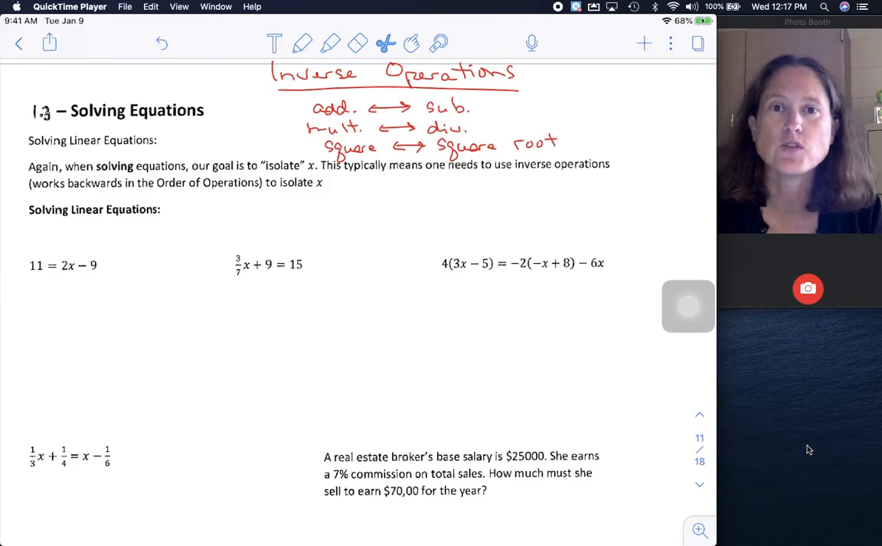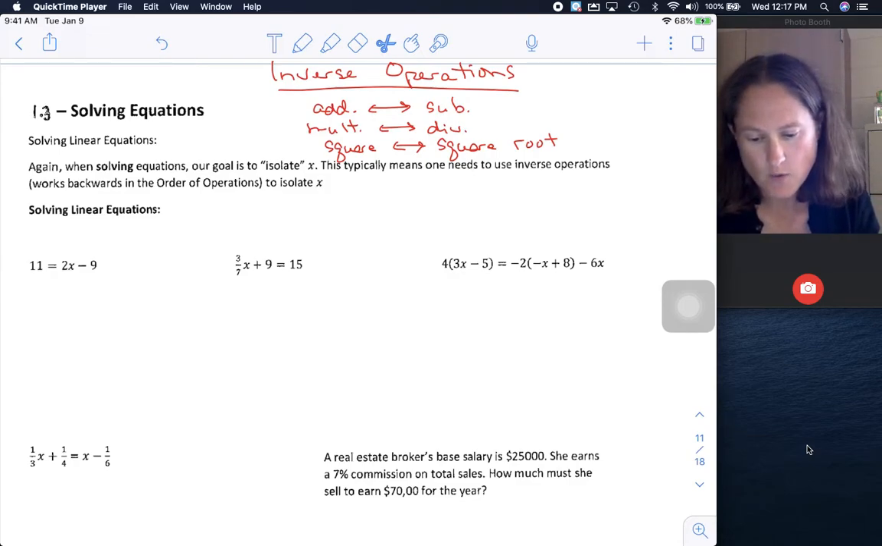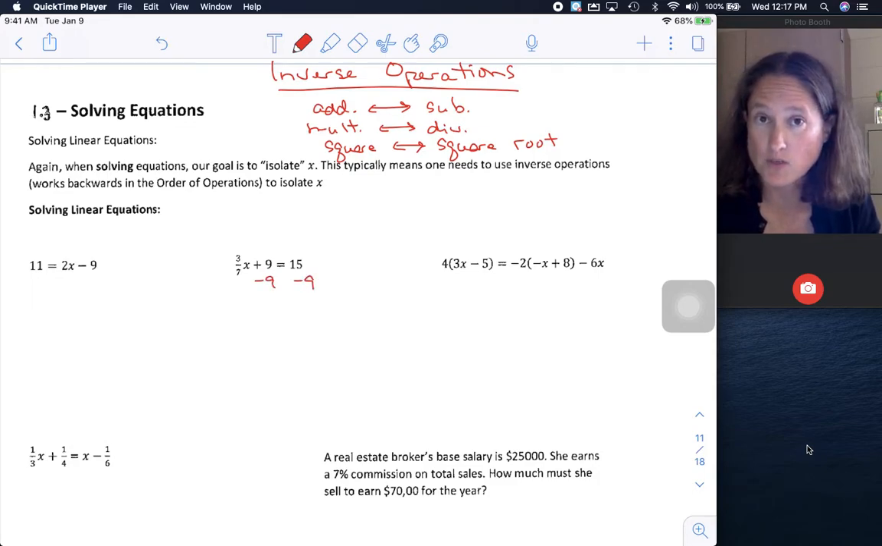We have to do the inverse operation. So I am going to go ahead and subtract 9 from both sides. Because remember, what you do to one side, you have to do to the other. That's going to cancel the 9's on the left because one's a positive and one's a negative. And what I'll be left with is 3/7 x equals 15 minus 9 is 6.